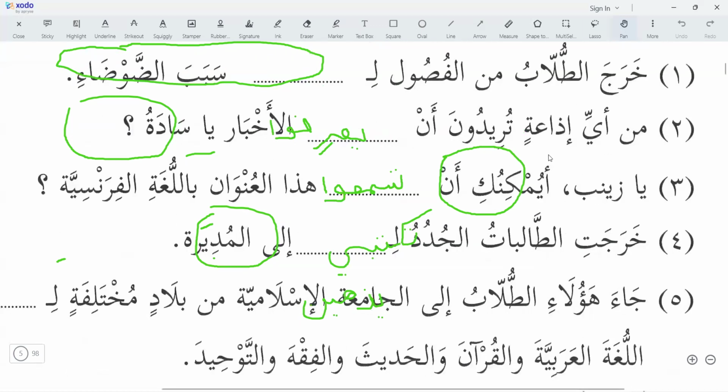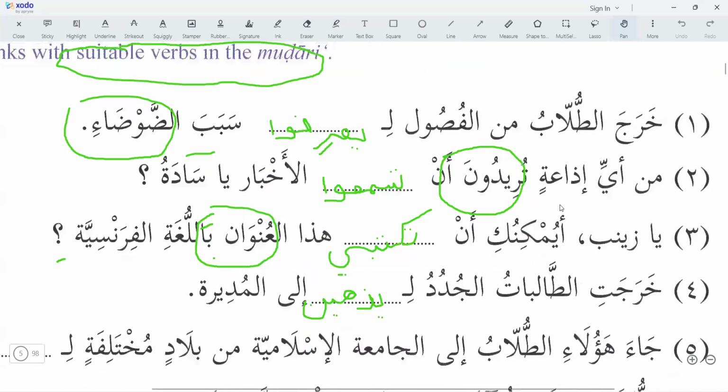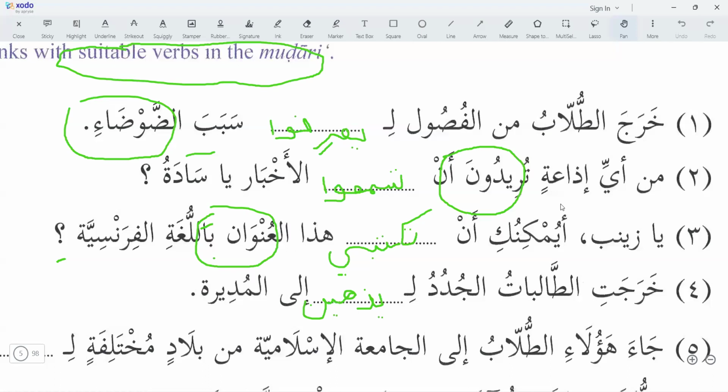جاء هؤلاء الطلاب إلى الجامعة الإسلامية من بلاد مختلفة لي... These new students came to the Islamic university from different countries. Li... I cannot see the whole thing. There is nothing.